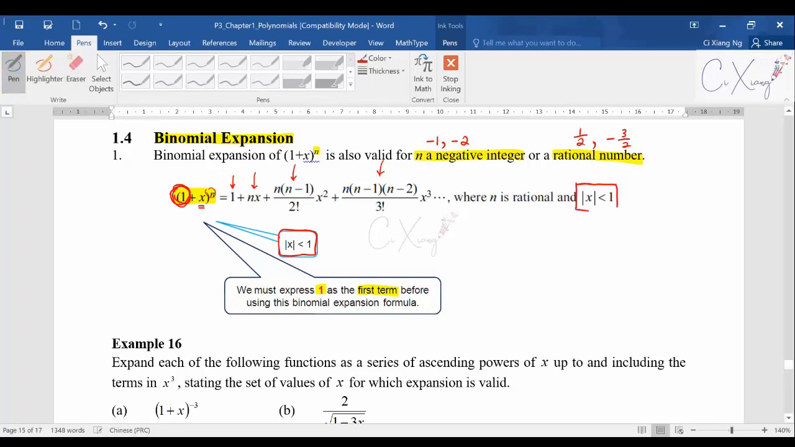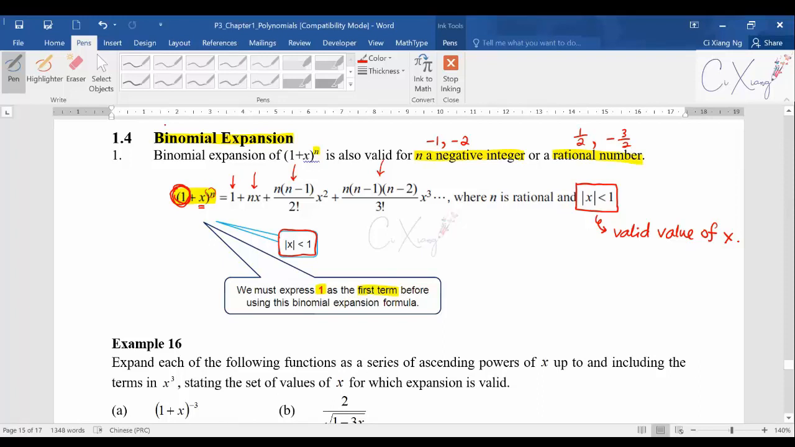All right, so what does this mean? Usually in the question, they will tell you the valid value of x. That means to make this binomial expansion formula a true or correct formula, you must follow the condition that the value of x that you substitute into this equation must be smaller than 1. But it is not always modulus x smaller than 1. It actually depends on the equation that you have.